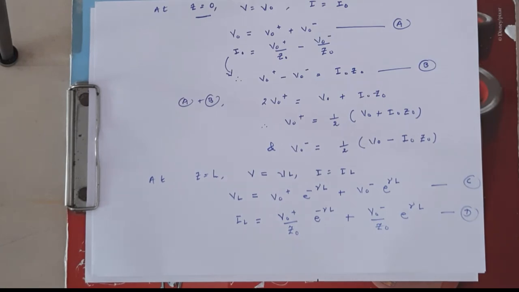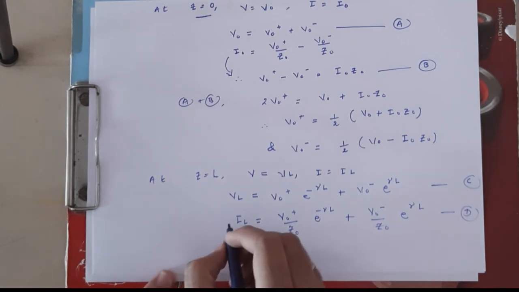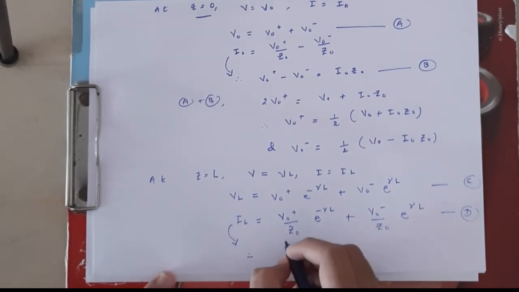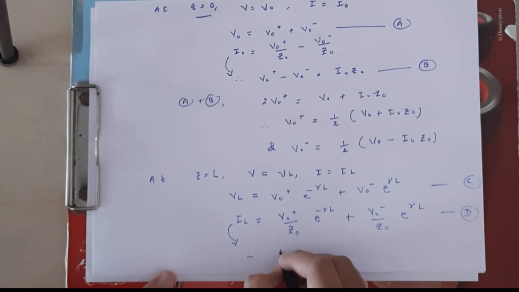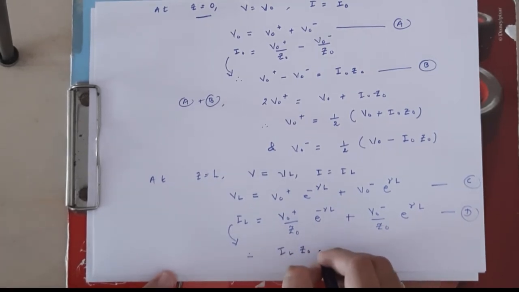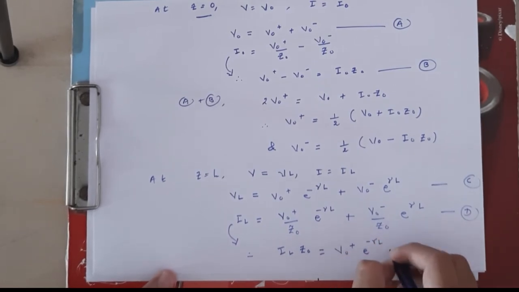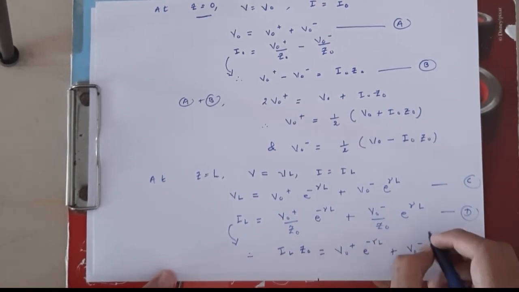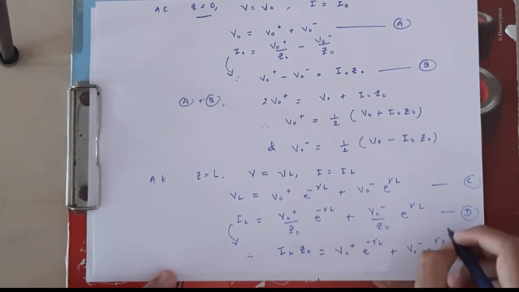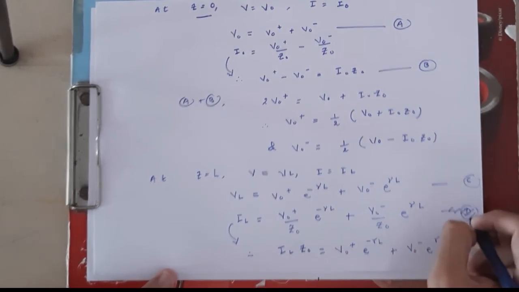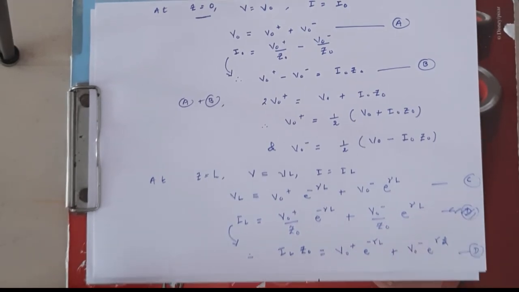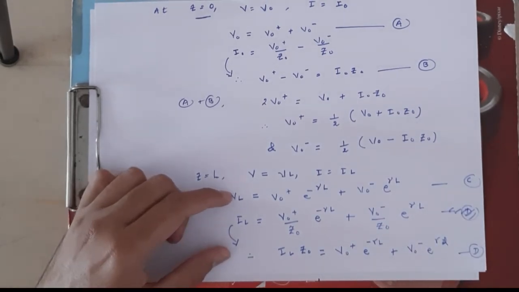So now what I have to do? I have to just do the addition of these two equations. From this equation I can write it this way: it is nothing but IL Z0 equals V0 plus e raised to minus gamma L plus V0 minus e raised to plus gamma L. So this one is my equation number D. Now I'll just do the addition of equation C and equation D.